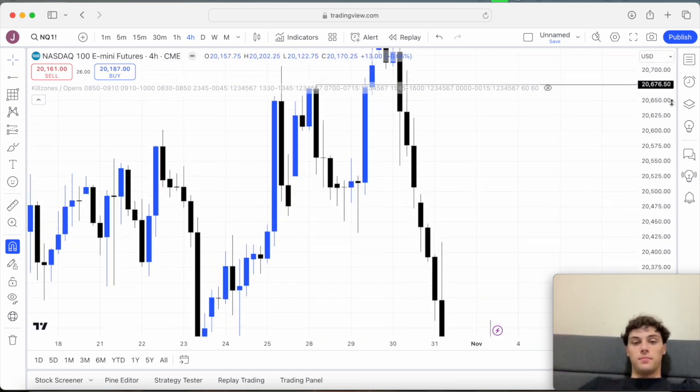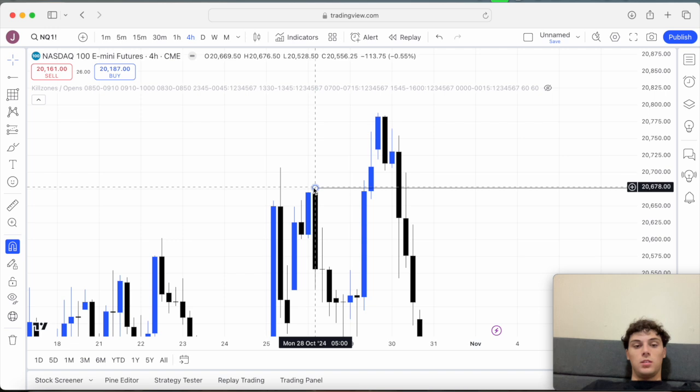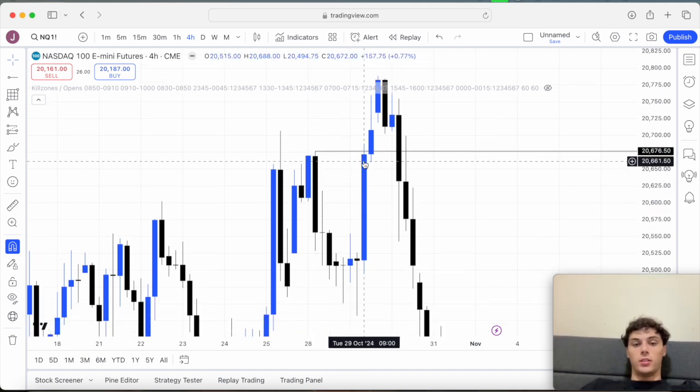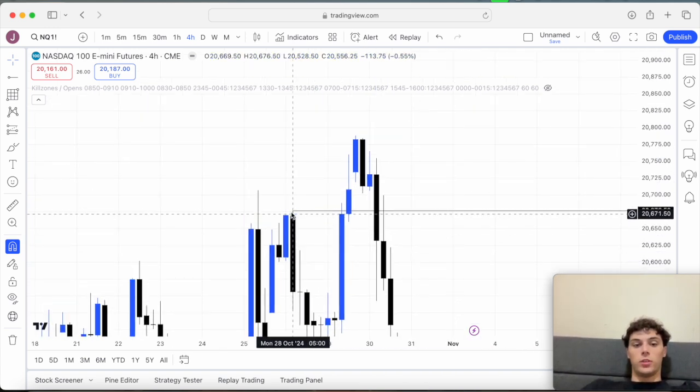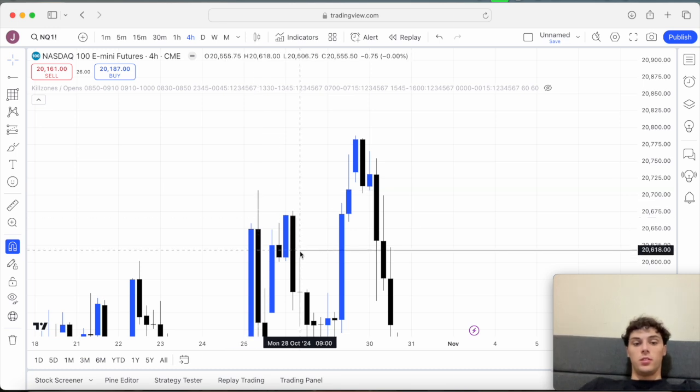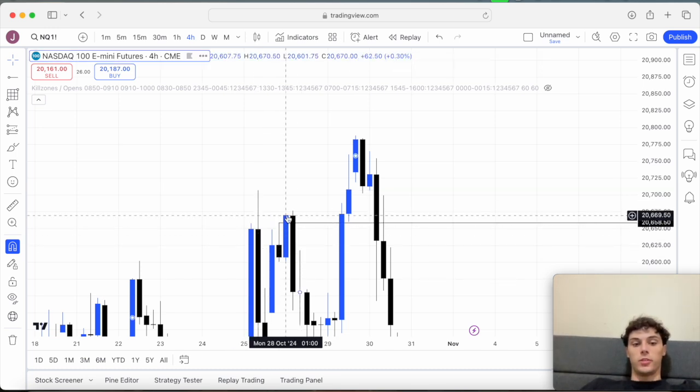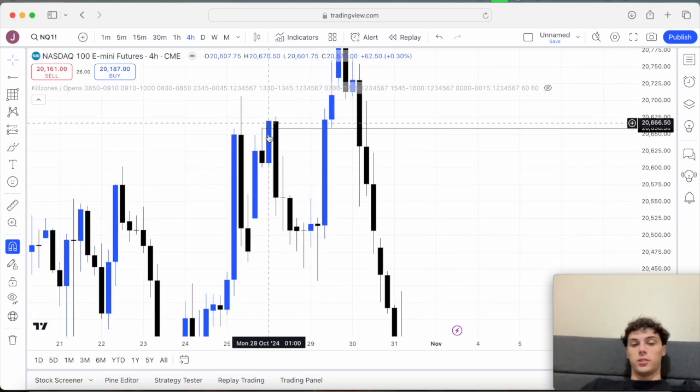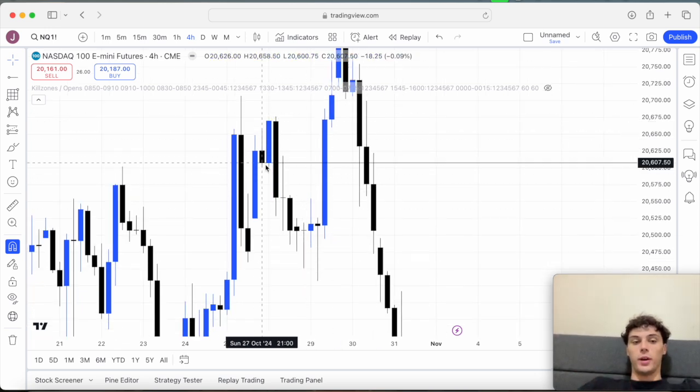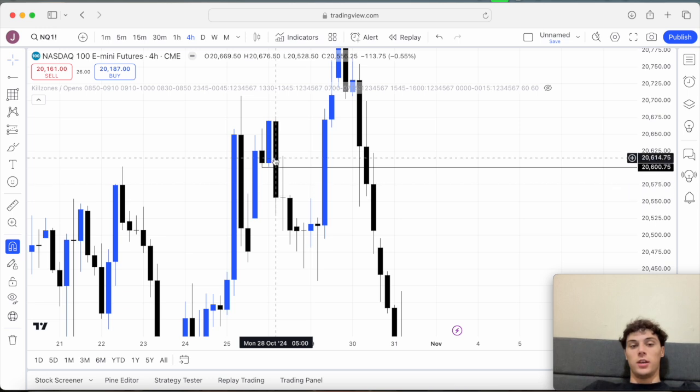Liquidity right here. It doesn't get taken until right here. And it wasn't enough liquidity. Liquidity right here. It broke structure to the uptrend right here. But then it went down. And that's okay. That's going to happen. It's trading. It broke structure right here and it went down.